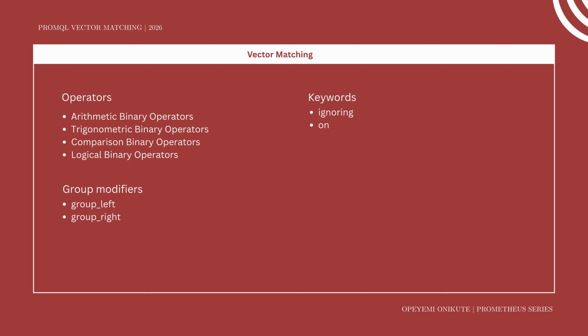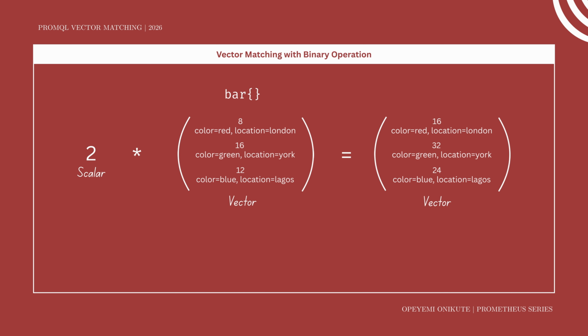The keywords are on and ignoring. They determine how vectors are combined. The group modifiers, on the other hand, enable one-to-many matching. Without a group modifier, the default is a one-to-one matching. But instead of just talking about the operators and modifiers, let's build some intuition using several examples.